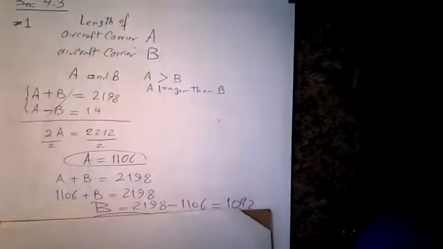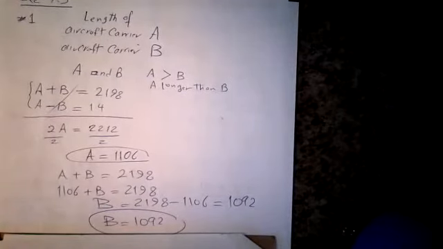So we assume the length of each is A and B, so the sum is 2198. The difference, when you subtract these two, is 14. So now you come up with two equations and two variables. It's very simple to do because B and minus B are equal and opposite, so you cancel that and you come up with the value of A. When you find A, the first equation is A plus B is 2198, so all I need to do is substitute there to find my B value.